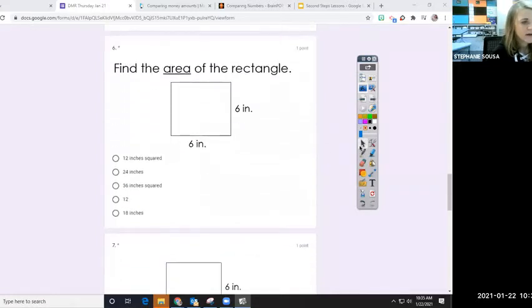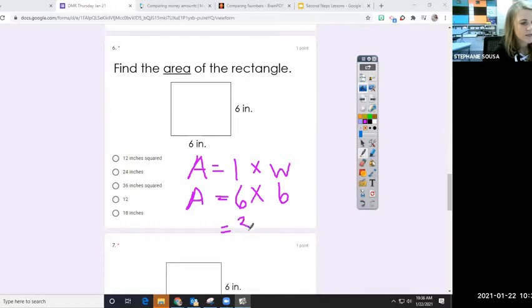Next 4, find the area of the rectangle. Hopefully by now you have memorized the area is length times width. Our length is 6. Our width happens to be the same because it's a square. 6 times 6 is 36. And when it is area, we need a label of squared inches or whatever the label is. So 36 inches squared is the correct answer here.